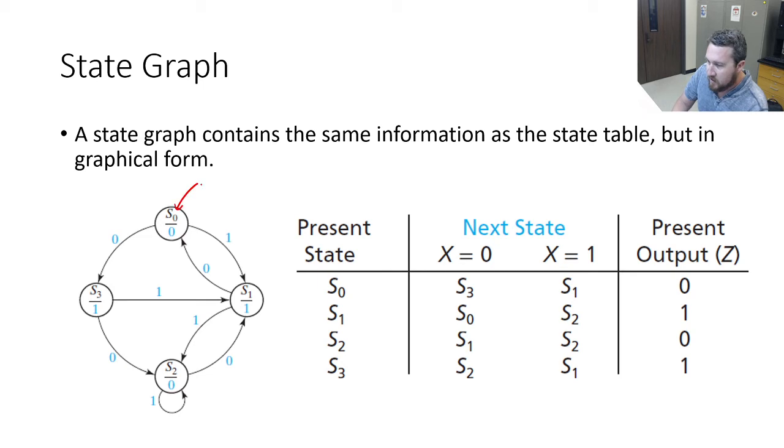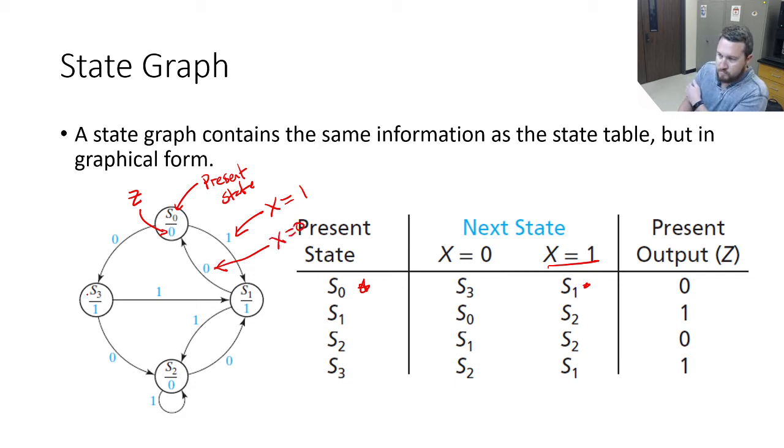So that's our present state, and that's our output Z. And then here we see it graphically defined. So if we're here at state 0, and we get a 1, well, that means we go to state 1. So you can see the line that goes from 0 to 1 with the number, that's our x value, right? So that would be x equals 1. And that would be our x equals 0. All right, so if we're at state 0 and we get a 0, then we go to state 3, right?